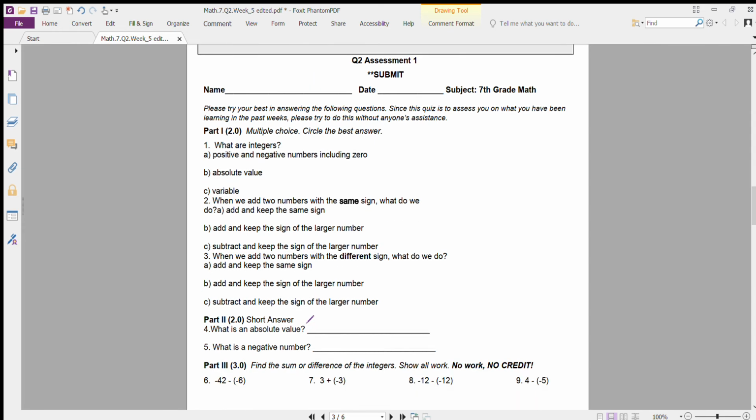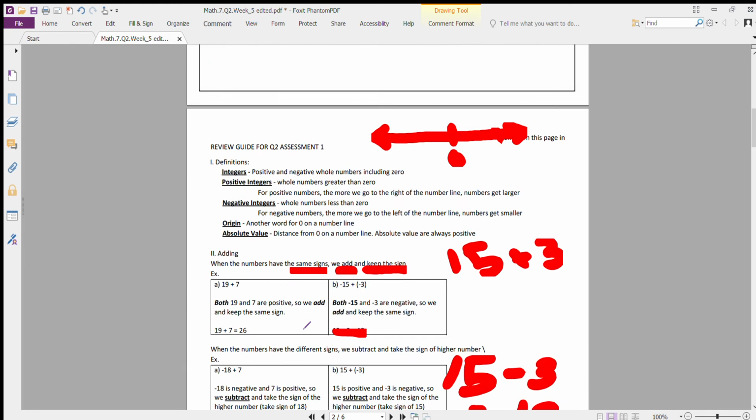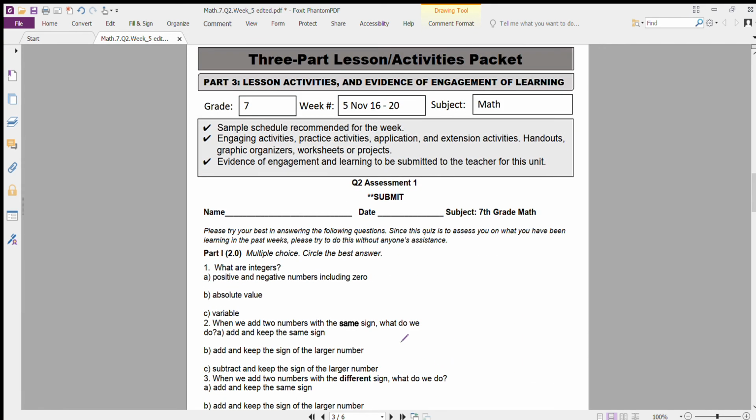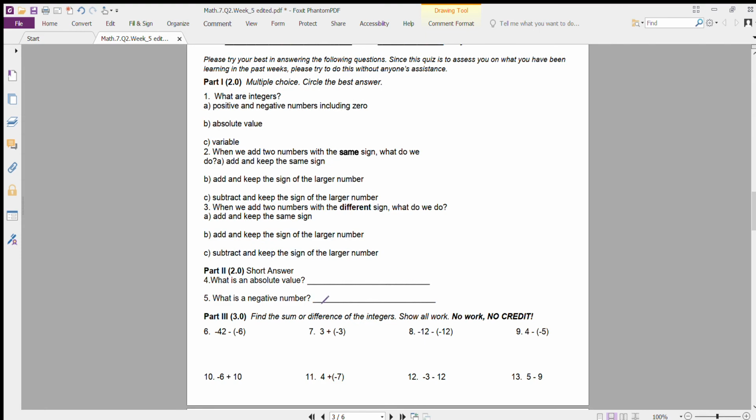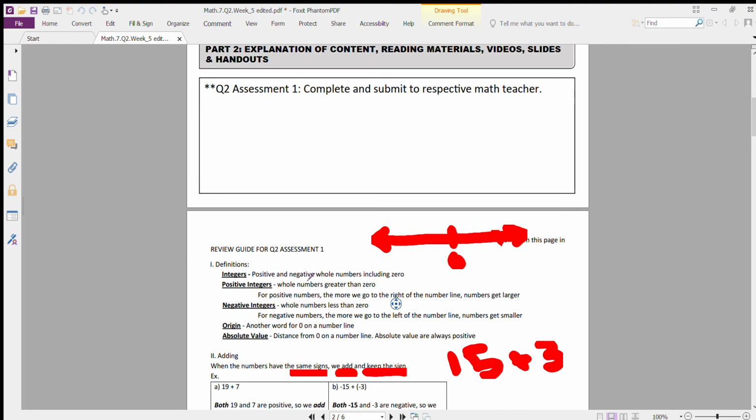Now, short answers. What is absolute value? From this review, we can just find it right here. Just put it right here. Pretty easy. What is a negative number? Going back. Oh, it's right here. A negative number is right there.